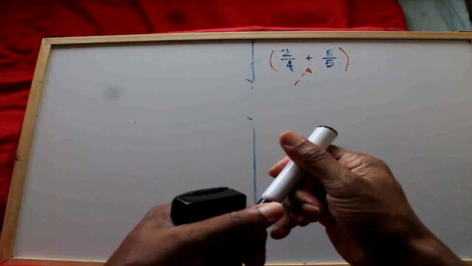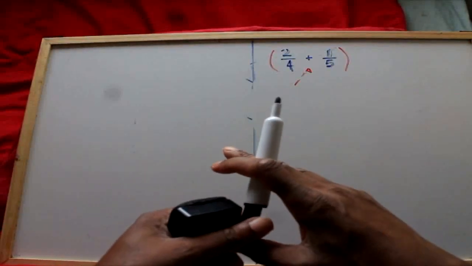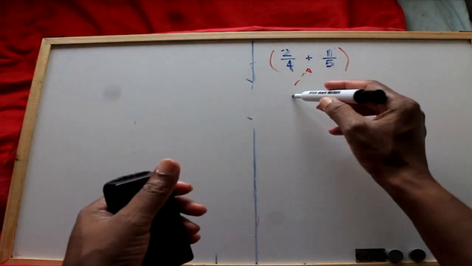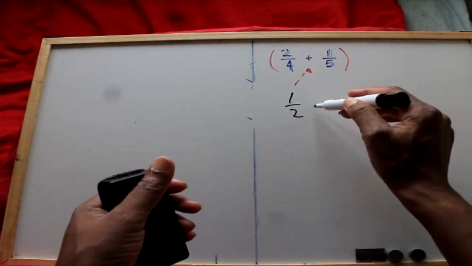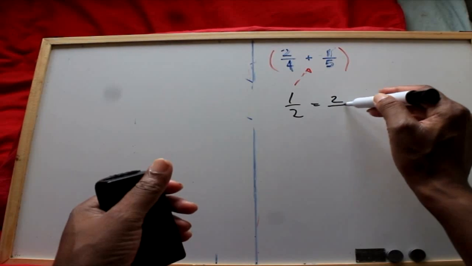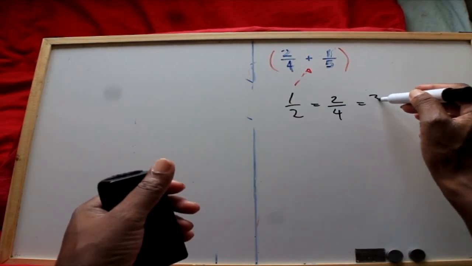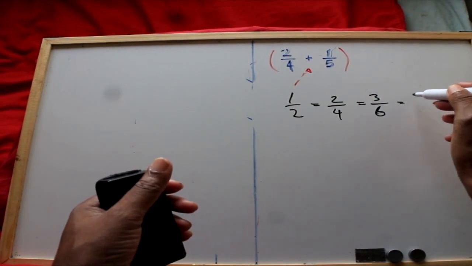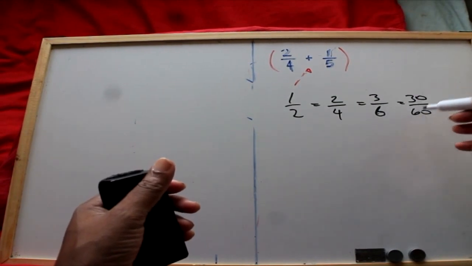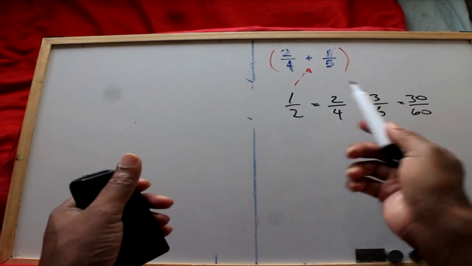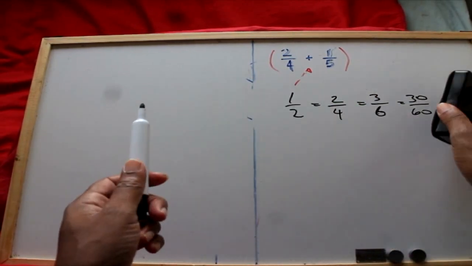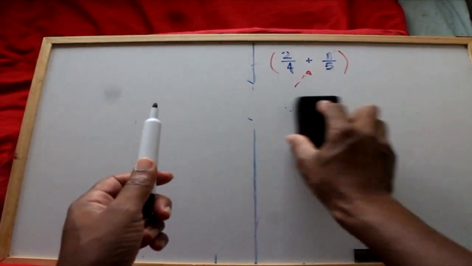By now you should be familiar with equivalent fractions. Just a reminder, when you have equivalent fractions, you can have fractions looking totally different but being exactly the same. So for example, 1/2 is the same as 2/4, is the same as 3/6, is the same as 30/60.